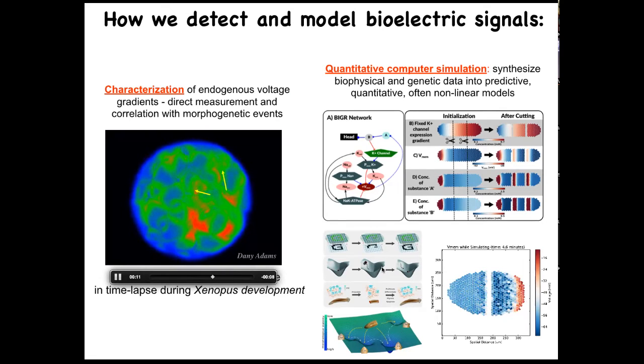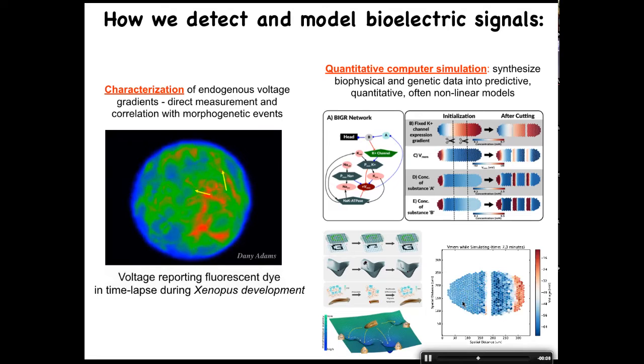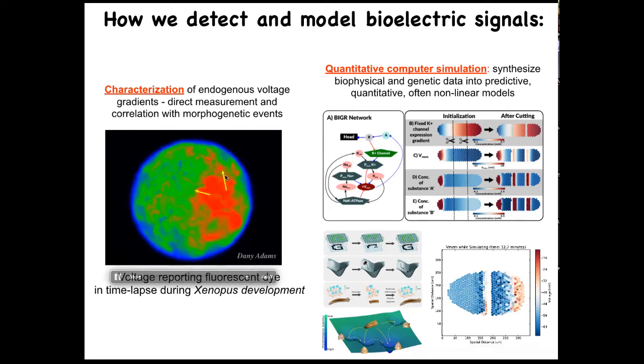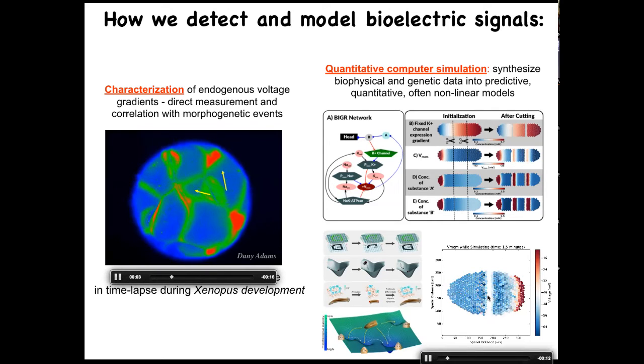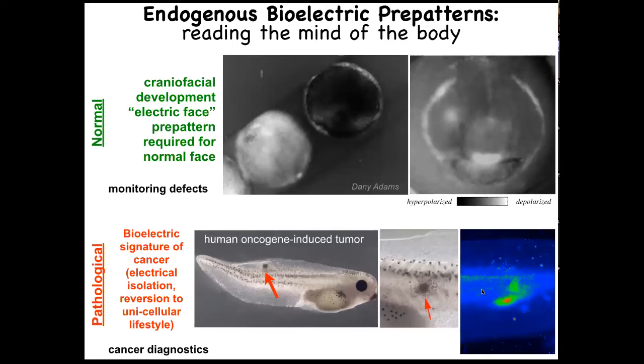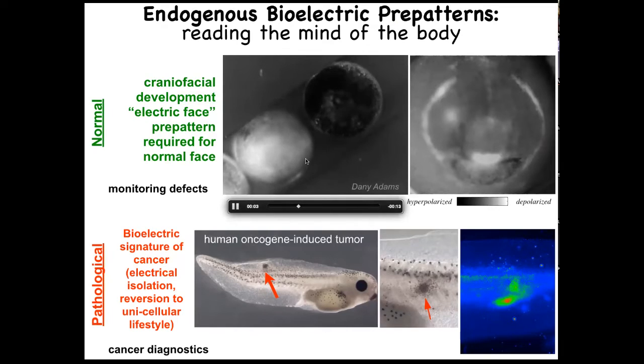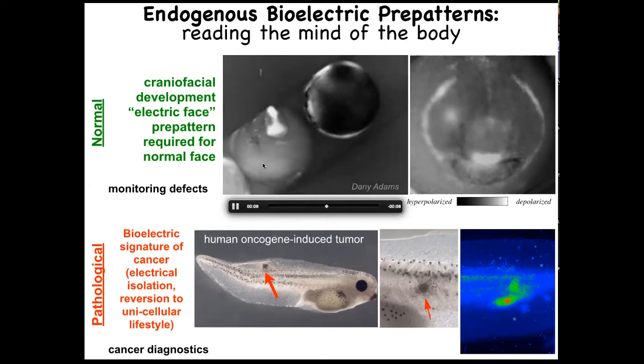Then there's a lot of computer modeling that we do in simulation to try to understand how the expression of ion channels in these cells gives rise to specific patterns, and then what happens to these patterns when the tissue is altered and so on. I want to show you an example of two of these patterns. One is, we call this the electric face. So here's a time lapse. Again, this is a voltage imaging dye. It's grayscale instead of pseudo-colored.